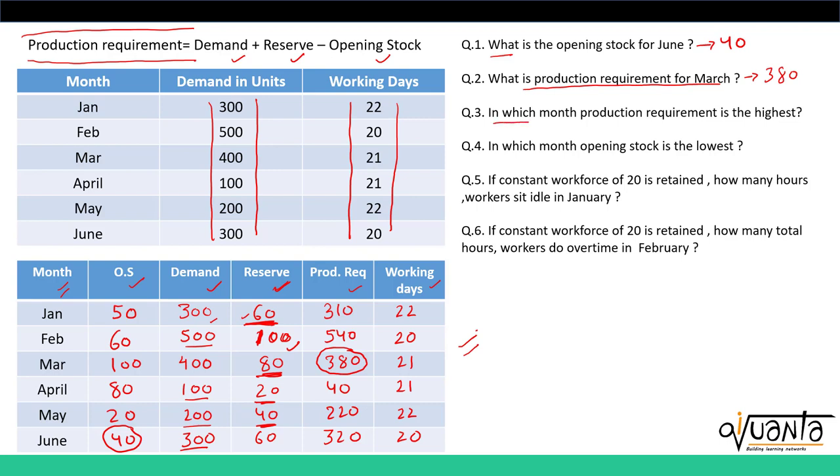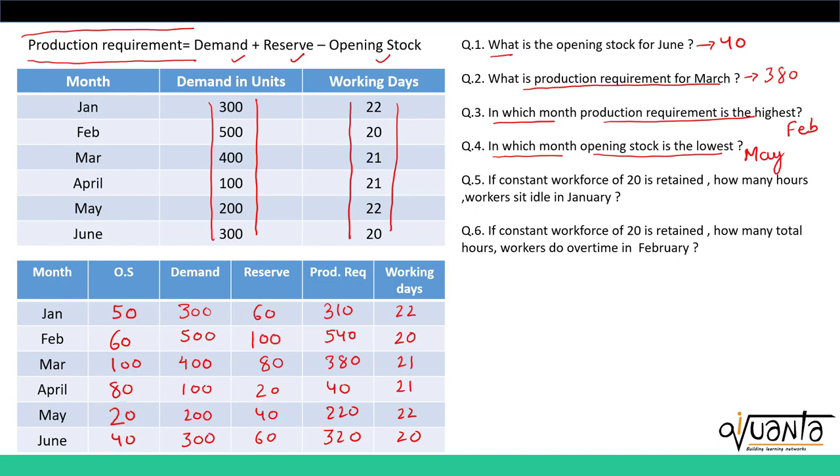Then the third question is in which month production requirement is the highest? So production requirement is the highest for this month, which is February. So February will be the answer for question 3. Then the fourth question is in which month opening stock is the lowest? So opening stock is the lowest in May, which is 20 units. So the correct answer will be May.